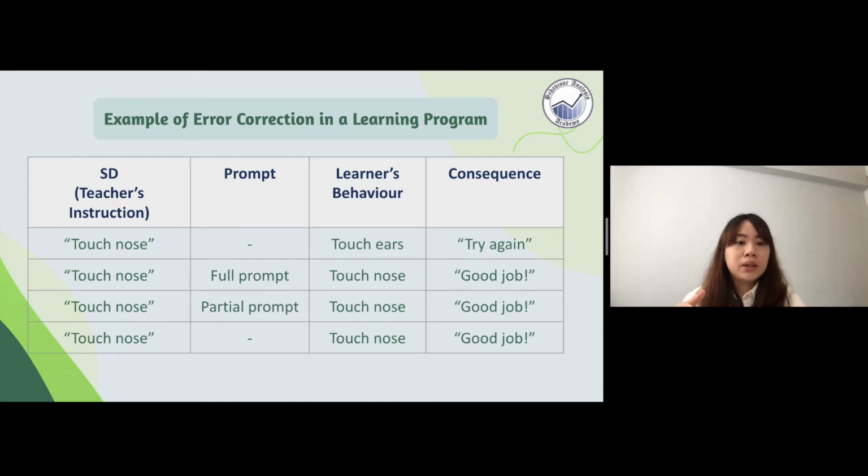This time, because the therapist assumed that the child already knows, no prompt is given, but the learner gave a wrong response, which is touching ears instead. So what is the consequence here? First, you provide the corrective feedback. You say try again, and then you stop the trial already. You go to the next trial, so you restart the whole trial again.